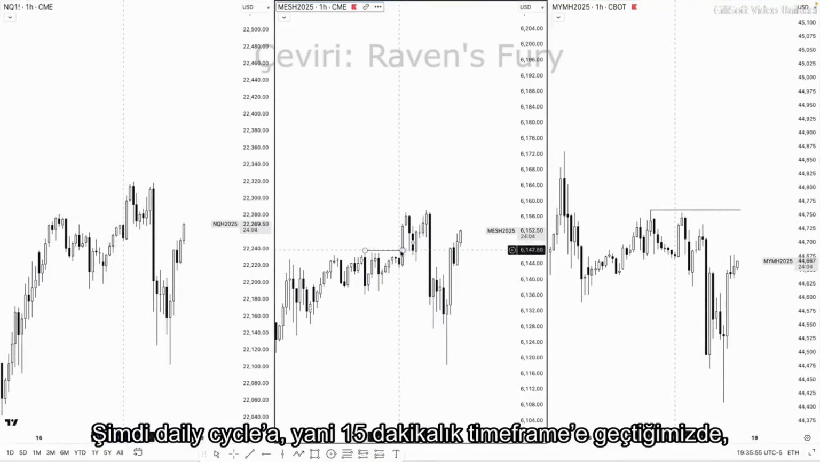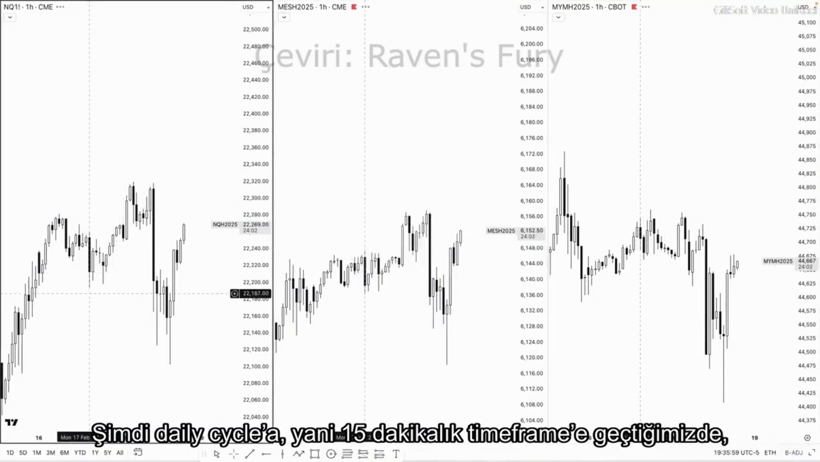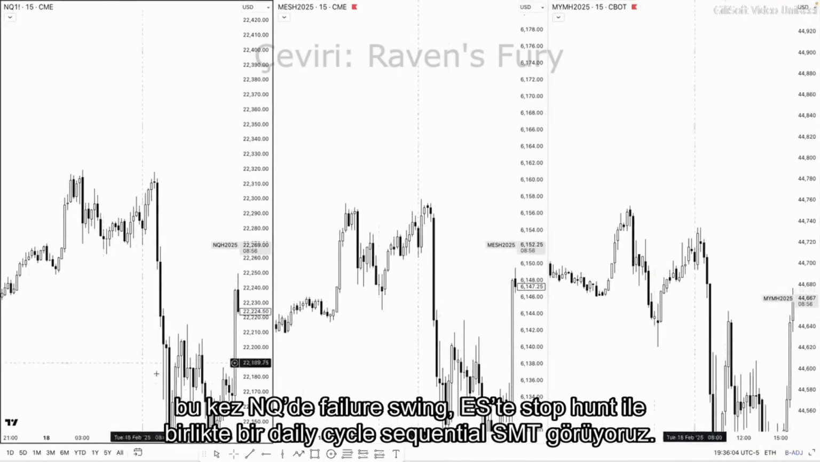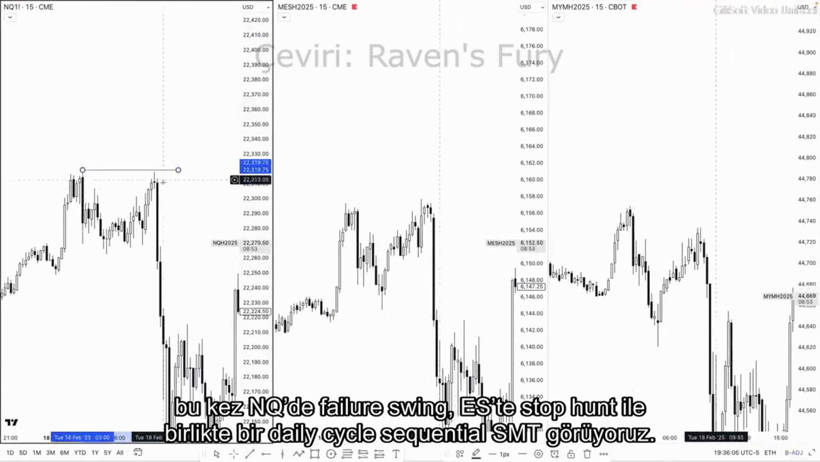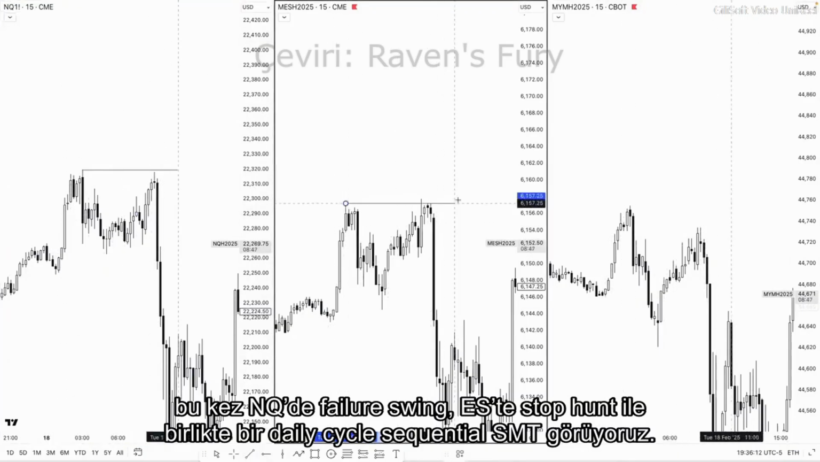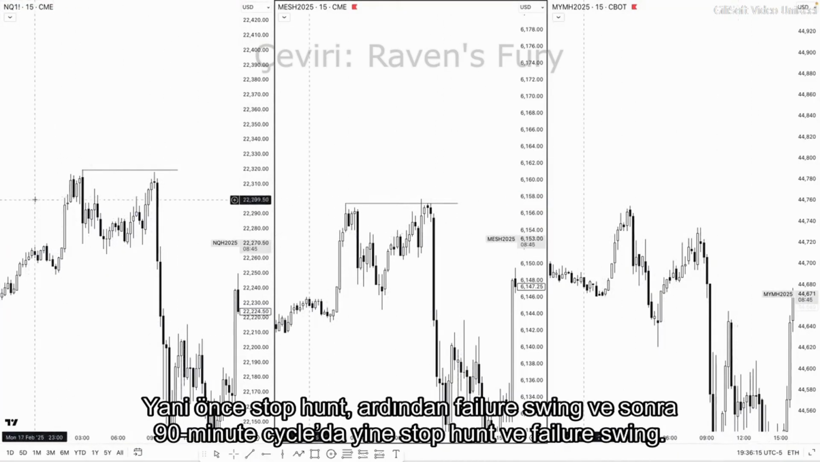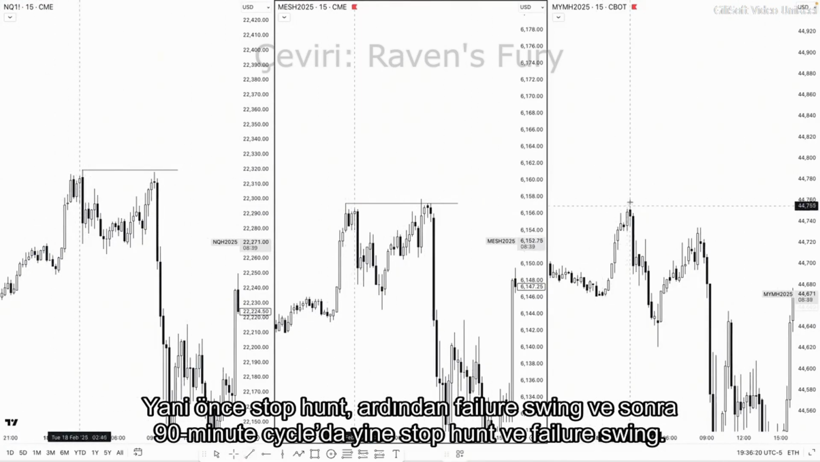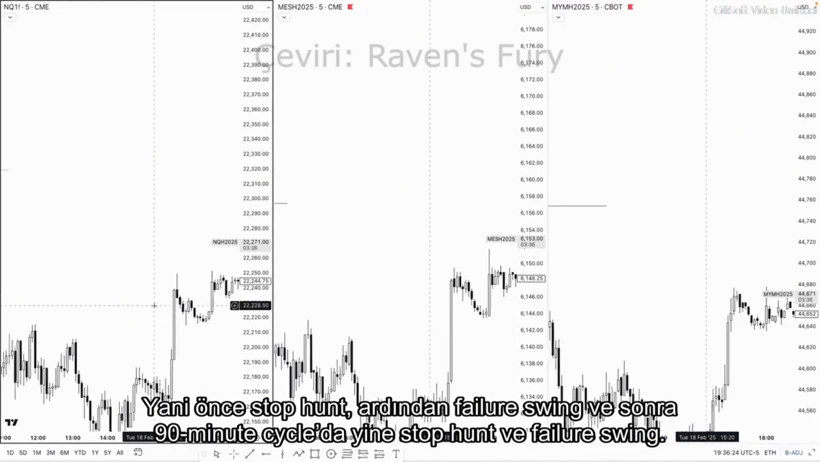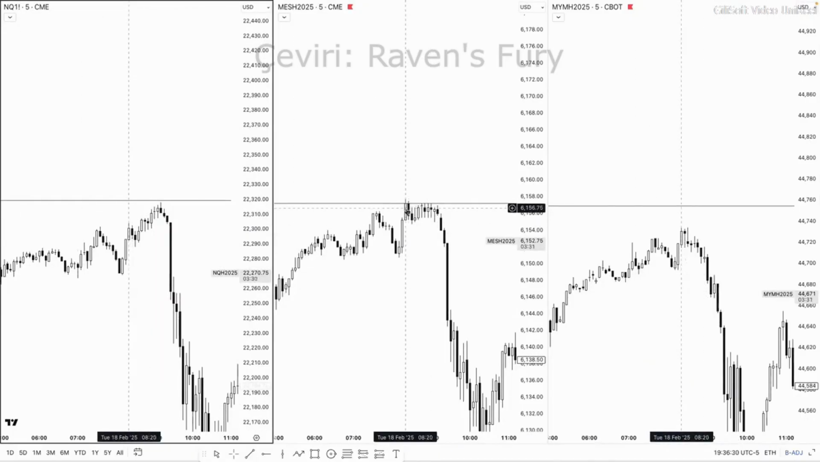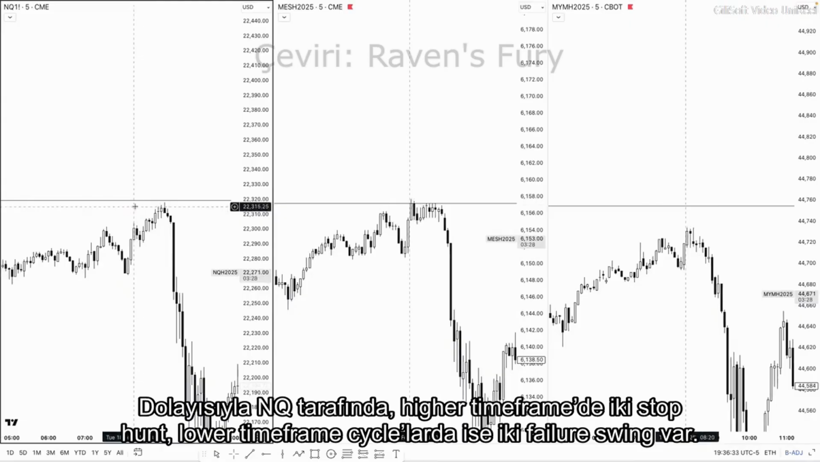Now, if we go onto the daily cycle, so the 15-minute time frame, we have a daily cycle sequential SMT with a failure swing this time on NQ and a stop hunt on ES. So we had stop hunt, failure swing, okay, and then the 90-minute cycle, a stop hunt and failure swing. So on NQ we had two stop hunts on the higher time frame and then two failure swings on the lower time frame cycles.